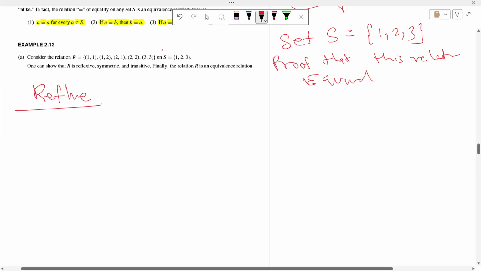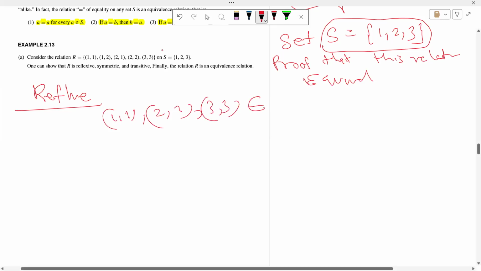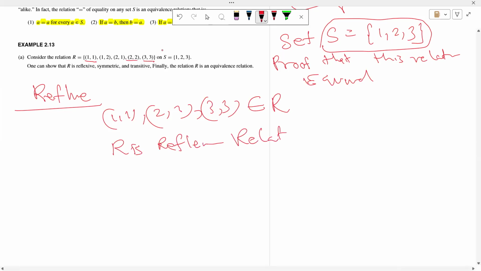The theory says, if you have a set S with three elements, to become reflexive, definitely you have 1 comma 1, 2 comma 2, 3 comma 3 in your relation. If you have these three ordered pairs in your relation, then we can say it is a reflexive relation. Now just look here. 1 comma 1 is there, 2 comma 2 is there, 3 comma 3 is there. So all three pairs exist in the relation. Then we can say R is a reflexive relation, right? Did you get my point?